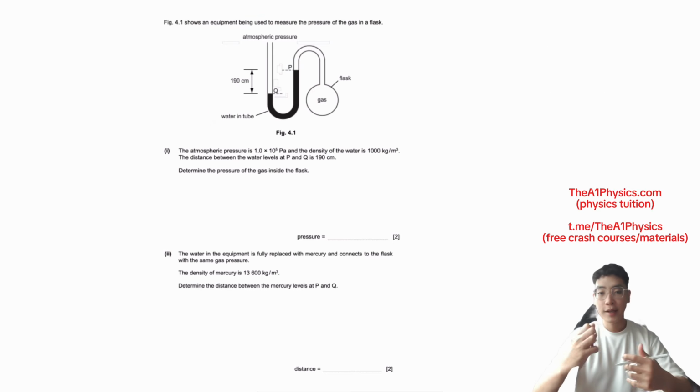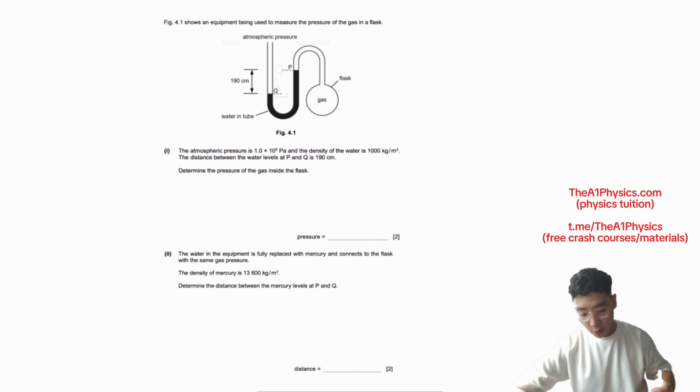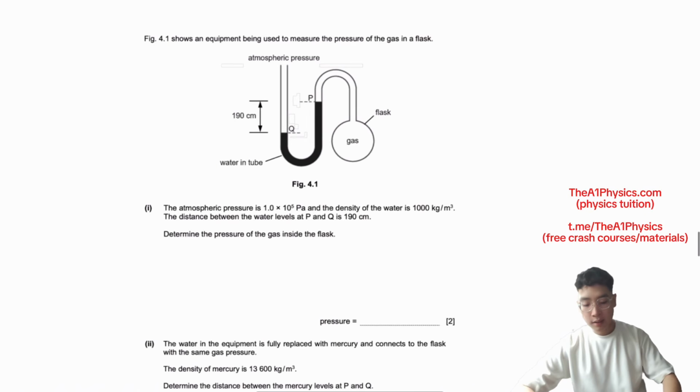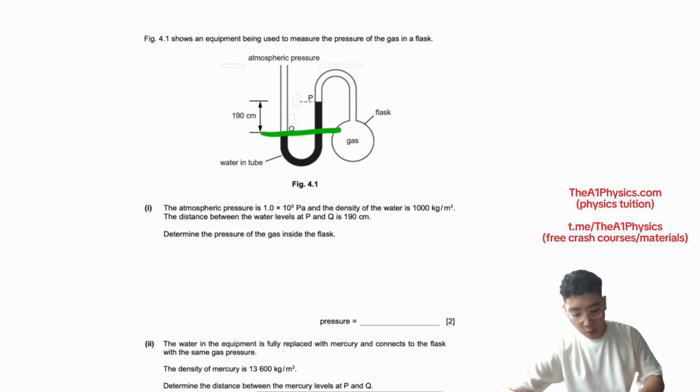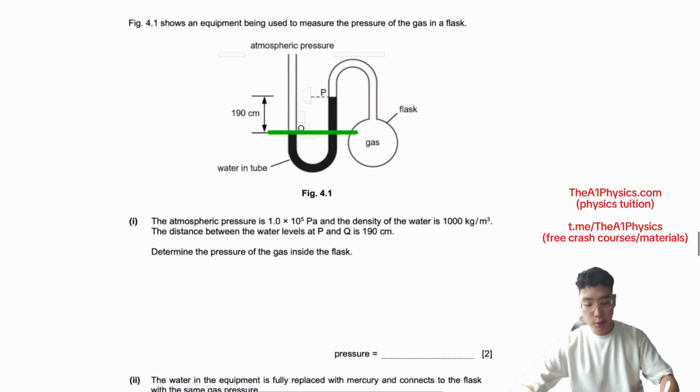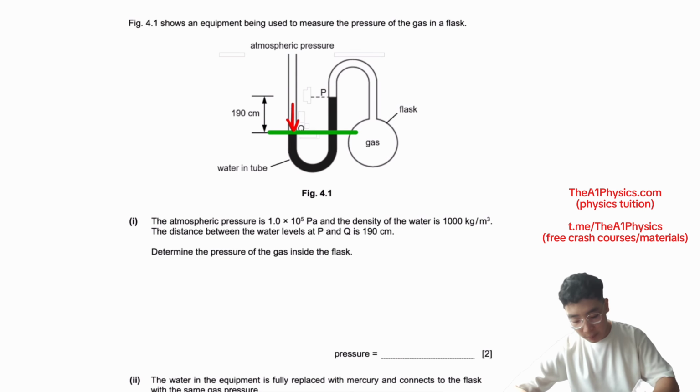So let's do some practice over here. Just feel free to pause the video and try this question for yourself. So over here, the idea is that we draw a line on the lower water level and we draw the pressures on both sides. On the left side, there will be atmospheric pressure, and on the right side, there will be water pressure, rho GH, plus gas pressure.